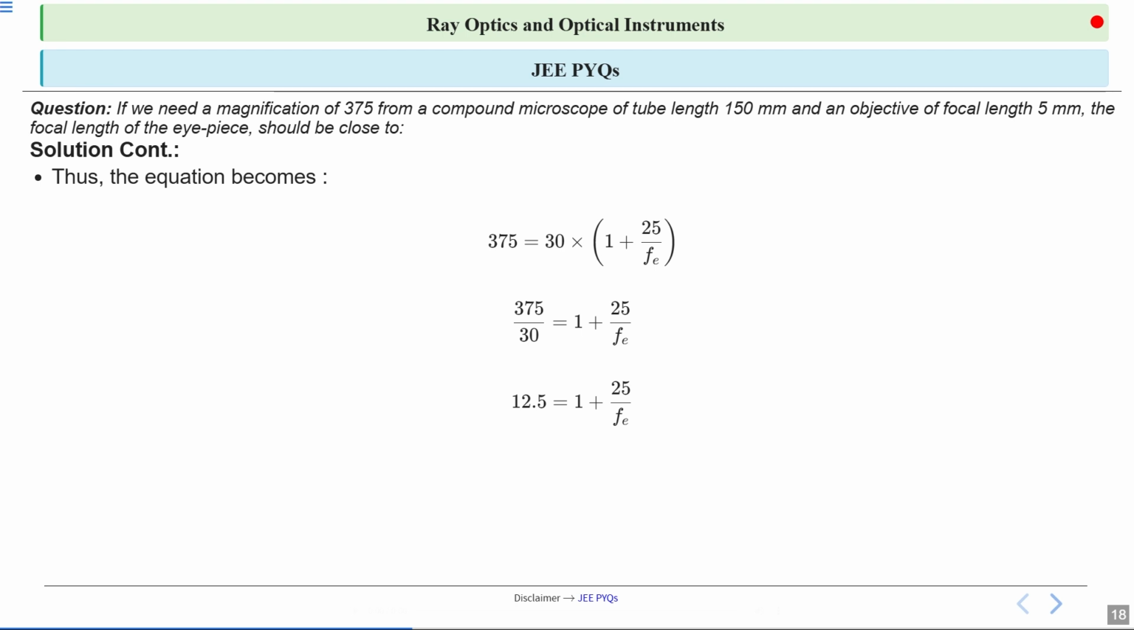12.5 equals 1 plus 25 upon Fe. Now we will subtract 1 from 12.5, and we will rearrange this equation for Fe. After solving it, Fe comes out to be approximately 2.1739 centimeters. This calculation shows how the eyepiece contributes to the overall magnification of the microscope.